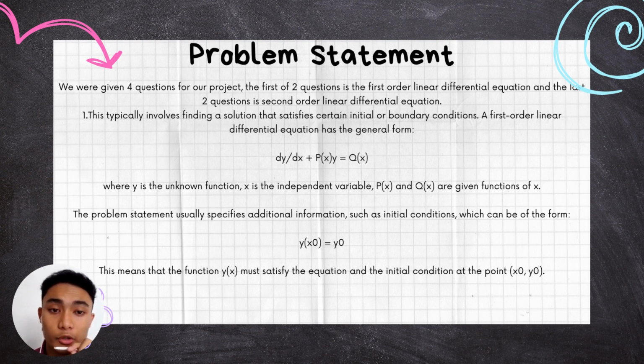The first typically involves finding a solution that satisfies certain initial or boundary conditions. A first order differential equation has the general form dy/dx + p(x)y = q(x), where y is the unknown function, x is the independent variable, and p and q are given functions of x. The problem statement usually specifies additional information such as initial conditions, which can be of the form y(x0) = y0. This means that the function y(x) must satisfy the equation and the initial condition at the point (x0, y0).